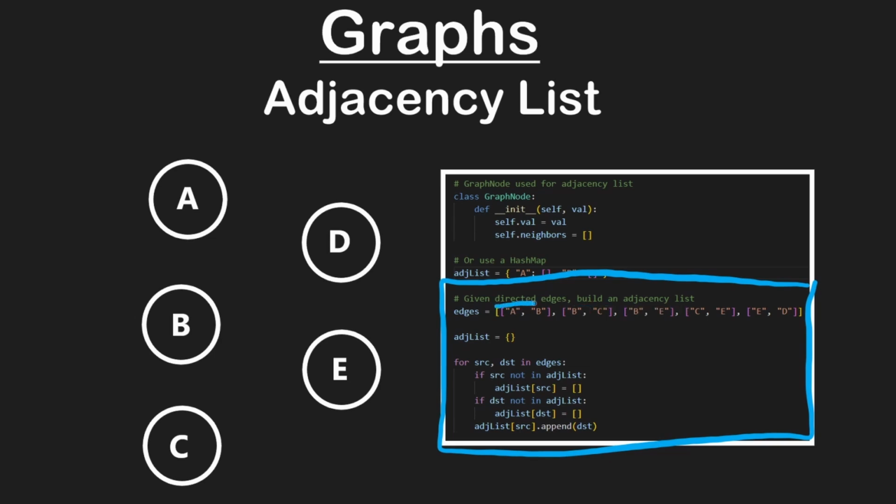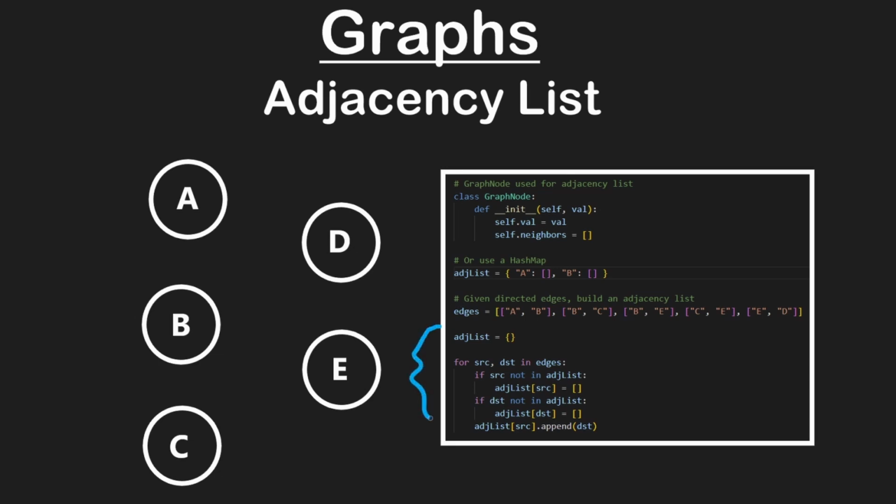What does directed mean again? Well, for this edge, we're basically saying that there exists some edge going from A to B. So it's directed. So it's going from A to B. This is what it would look like in terms of the picture. Now how do we go about actually building the adjacency list? Well, let's just first declare a variable. This is, let's say, an empty hash map.